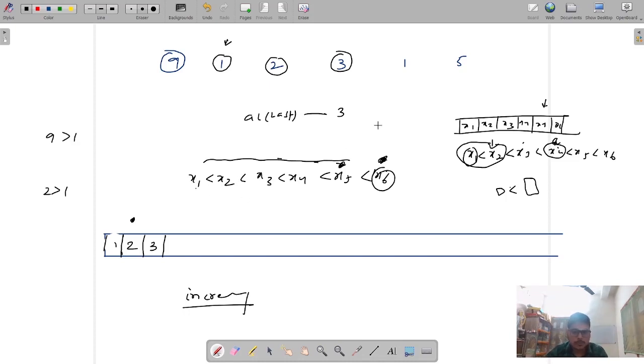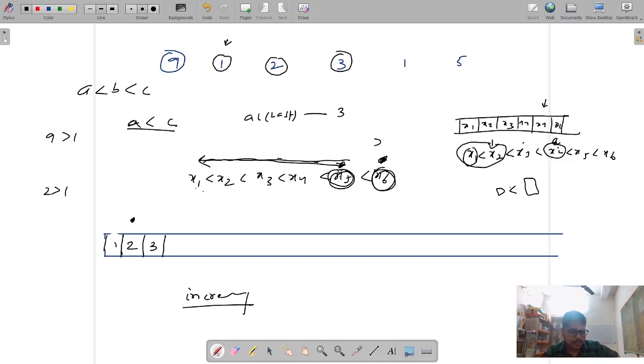So obviously if A is less than B, and B is less than C, then A is less than C, right? This is a basic rule. As far as the rule is concerned, suppose I am currently finding x6. That means I already found x5. So x5 is already greater than all the elements on the left, all the elements in front of it.